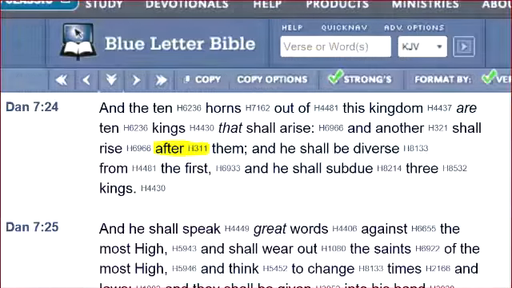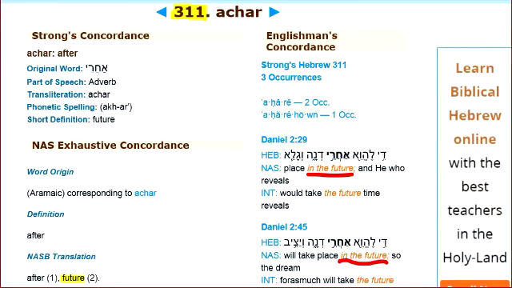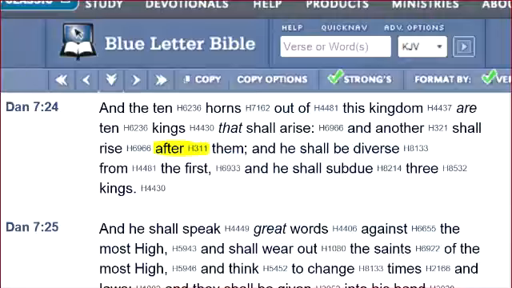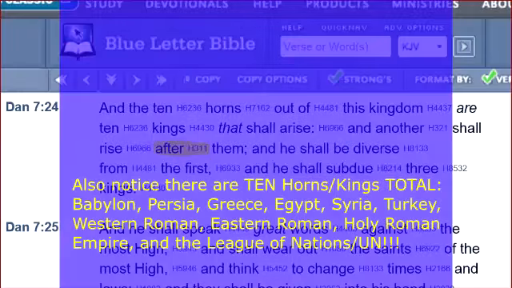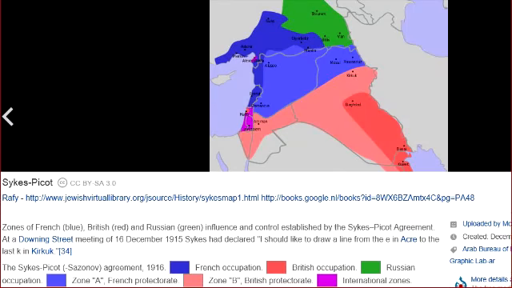But notice that the word translated as after, number 311, also means future. And the word them is not actually in the original text. So Daniel 7 verse 24 is saying the 10 horns are 10 kings that will arise, and another shall rise in the future, and he will be diverse and will subdue 3 kings. In 1920, 3 kingdoms took over the Middle East: France, Russia, and Britain.